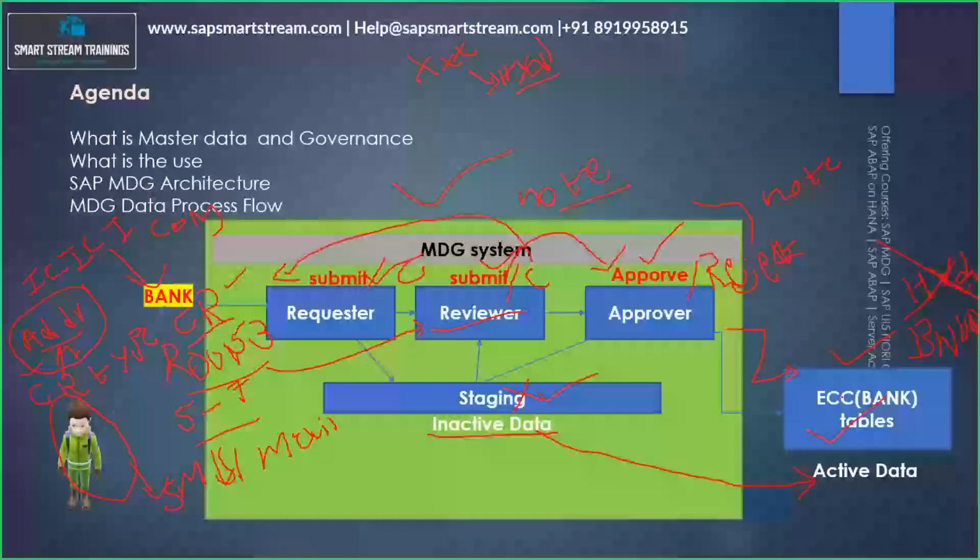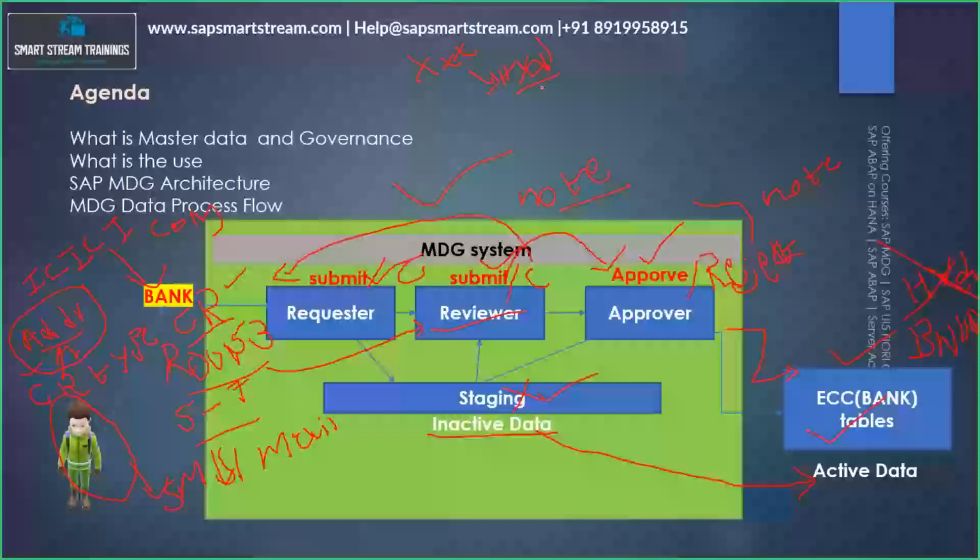Okay, so what are the things you observed here? We have used MDG terminologies: change request type, change request, CR, staging area, governance, and active and inactive data. These are the six new terminologies we discussed as of now. Correct? This is a real-time process. Here, you guys tell me any doubts.